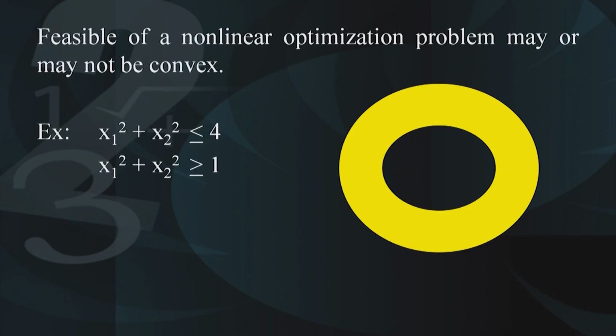On the other hand, if you take a look at the feasible domain of a non-linear programming problem, you find that it may or may not be convex. So, here is an example to show you that the feasible domain of a non-linear programming problem could be non-convex. As you can see, this feasible domain is nothing but a torus of 2 circles, that is x1 squared plus x2 squared less than or equal to 4, and x1 squared plus x2 squared greater than or equal to 1.